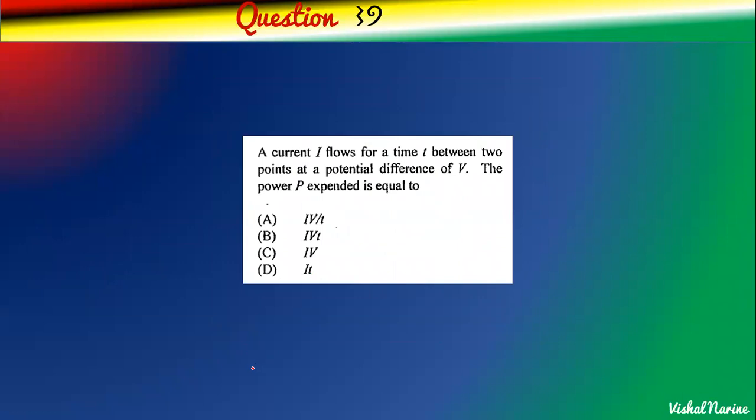This is a very simple one. I'm simply asking what is power equal to in terms of current, potential difference, and time, if you want to use time. But we all know that P is equal to IV, the popular formula that you use. So we have an answer of C.